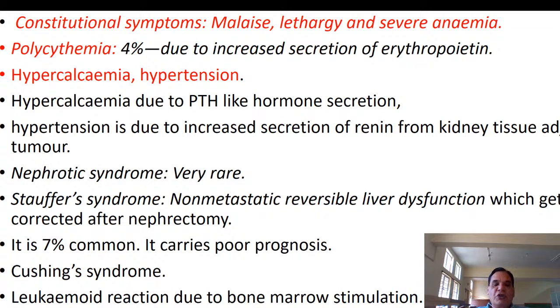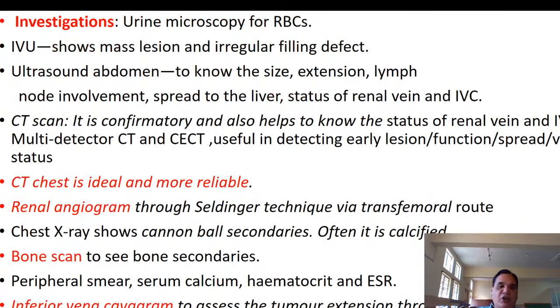One condition is Stauffer syndrome. It is a non-metastatic reversible liver dysfunction which gets corrected after nephrectomy. That means liver function affected due to malignancy will be corrected after nephrectomy. Investigations: routine, urine microscopy, intravenous urography, USG, CT scan, CT chest, renal angiogram, bone scan, inferior vena cavagram, and MRI. These are all investigations which will lead to the diagnosis.